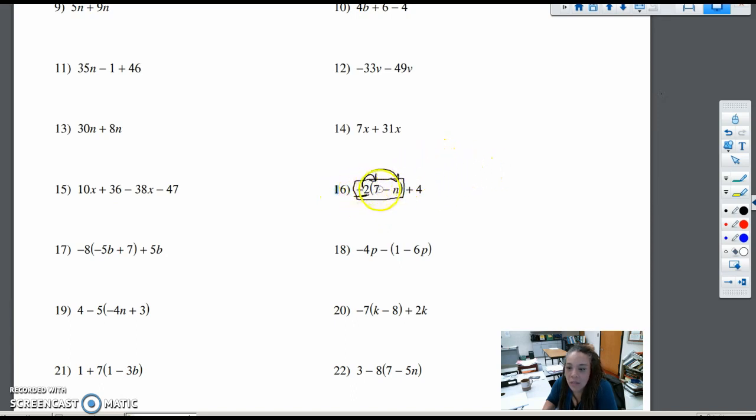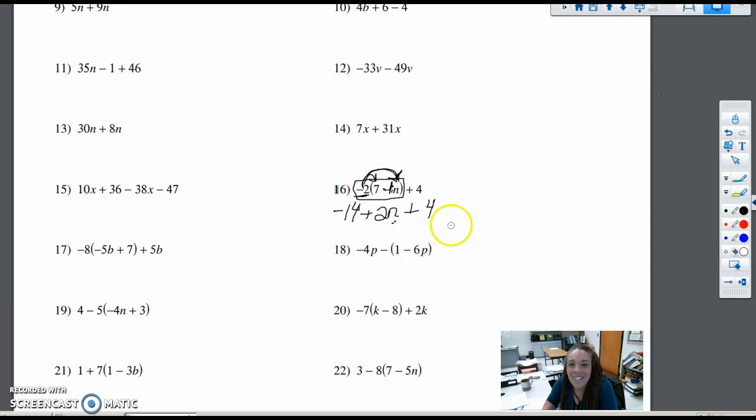So negative 2 times 7 first is negative 14. Then also negative 2 times, and look what that says, negative n. Well, we're going to make a 1 there, so negative 2 times negative 1, that's 2 negatives times each other, which makes a positive. So I know it's going to be a positive, and 2 times 1 is 2. And that n just comes along for the ride. It stays there.